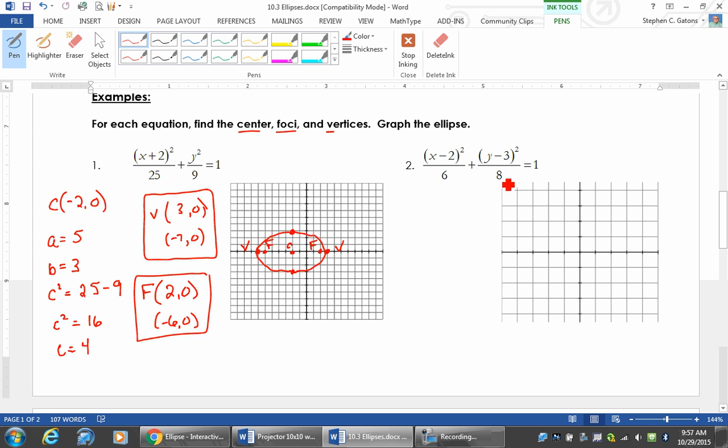The denominator on the y is bigger than the denominator on the x term. You're exactly right, and like 3 of you said it at the same time. That's great. So standard form, you need to switch these terms. Y minus 3 squared over 8 plus x minus 2 squared over 6 equals 1.